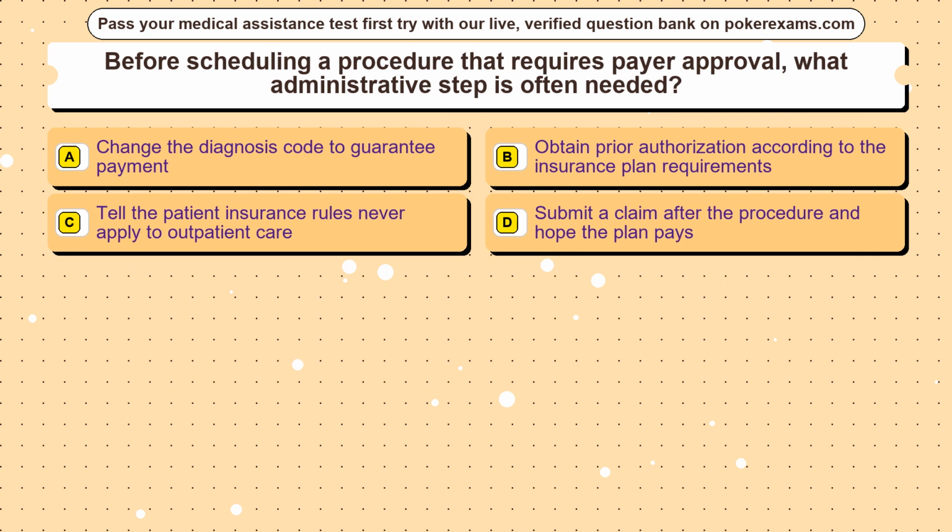Question 41. Before scheduling a procedure that requires payer approval, what administrative step is often needed? Option A, change the diagnosis code to guarantee payment. Option B, obtain prior authorization according to the insurance plan requirements.